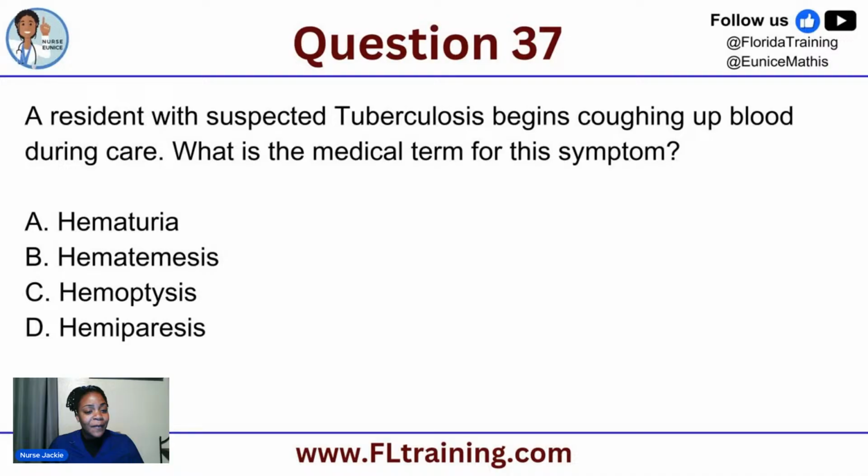So let's see. What's the medical term for a resident suspected with TB who is coughing up blood? A, hematuria. B, hematemesis. Say that 10 times fast. C, hemoptysis. Or D, hemiparesis.